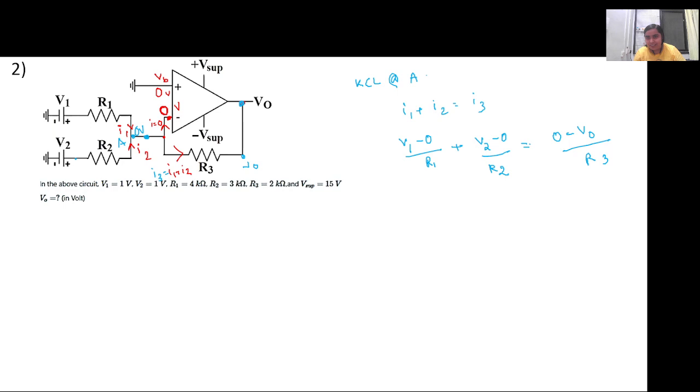Is this correct? Yes, ma'am. Okay. Now you have all the values of V1, V2, and R1, R2, R3, right? Can you calculate V naught? Please calculate V naught.